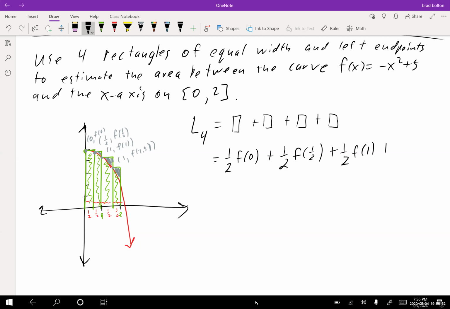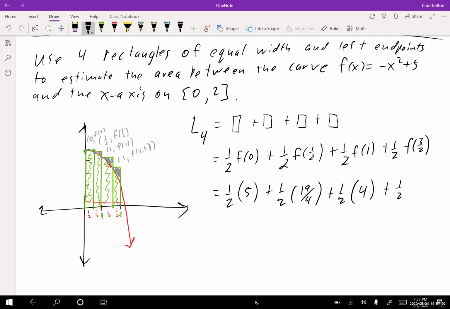This would be f of 1 plus 1/2 times f of 3/2, or 1.5. So when I plug all of this in, you guys should get 1/2 of 5, because if I plug 0 in, I get 0, plus 1/2 of f of 1/2, so that would be 19/4. And you can just plug this in your calculator. F of 1, next one would be 4, plus 1/2 of f of 3/2 would be 11/4.